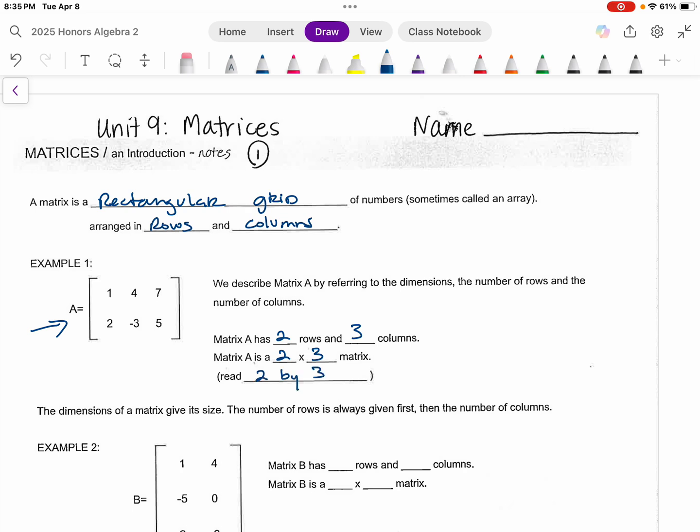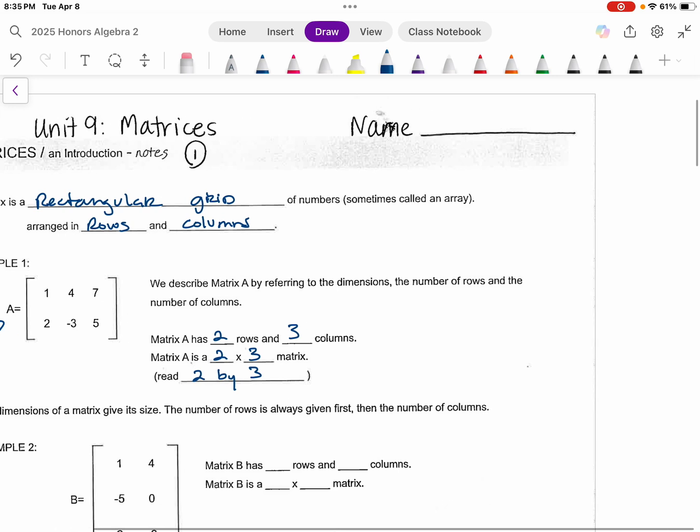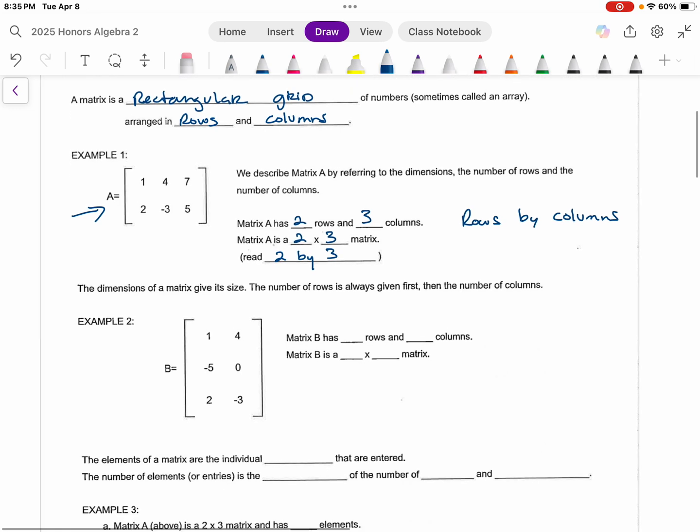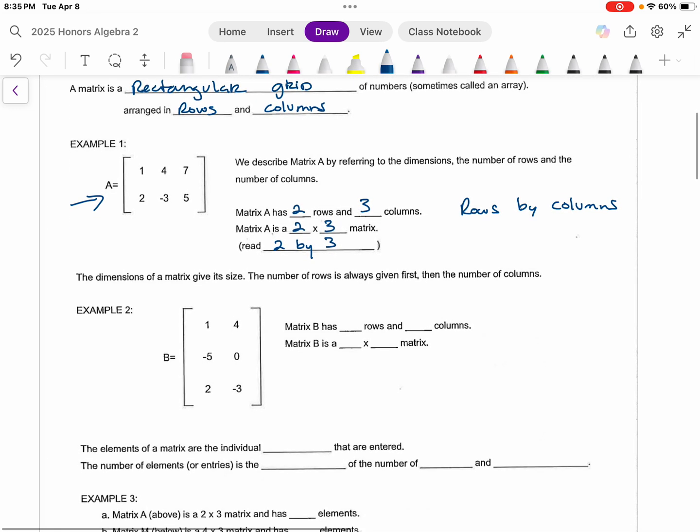And again, what we have to remember is when we go to name our matrix, it is always rows by columns. In our second example, if you want to pause and write down what this one is, I'll give you a chance to do that. So as we look at matrix B, it has 1, 2, 3 rows and a total of 2 columns. So this is what we call a 3 by 2 matrix.